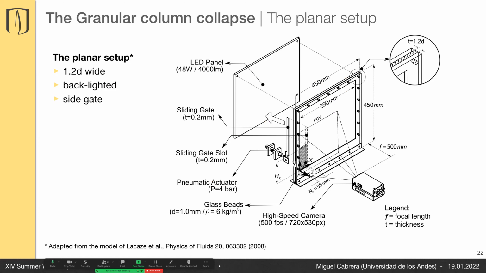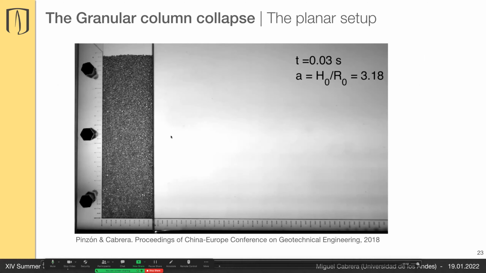So now I'm going to talk to you about a particular setup we developed here in Bogota, and that is inspired by some earlier works of Laurent in 2008. In this configuration, instead of lifting up a gate, we remove a gate that is normal to the plane where the column will collapse. This configuration is very thin in a way that you can see the shadow of each single particle included in this column.